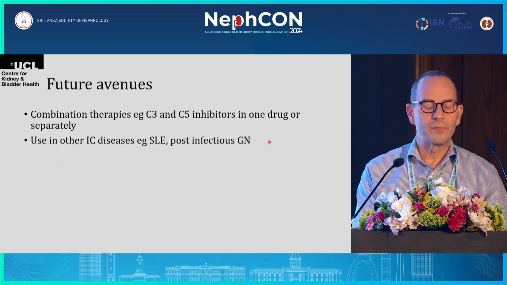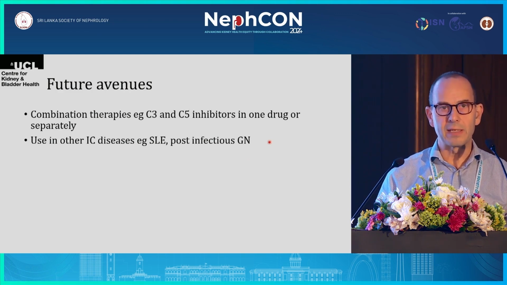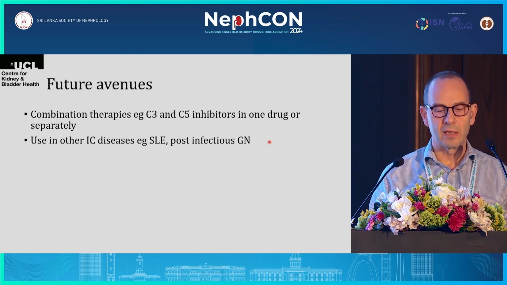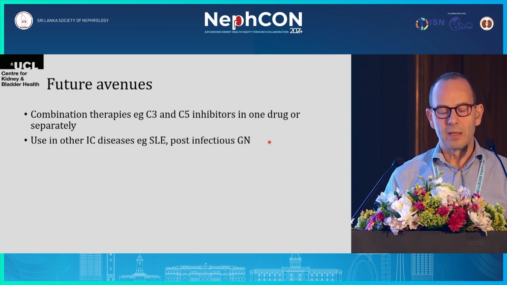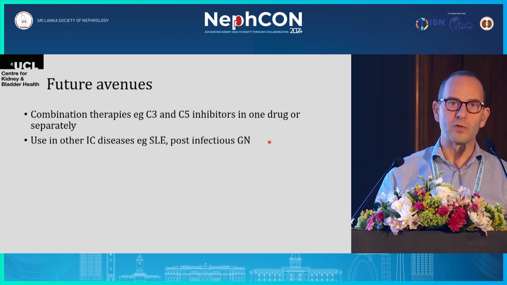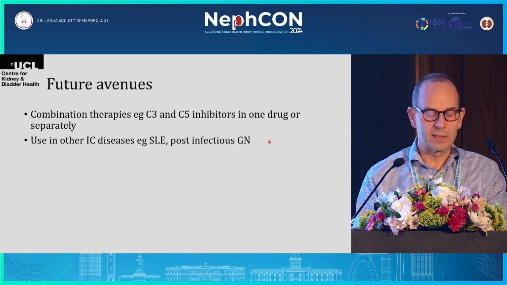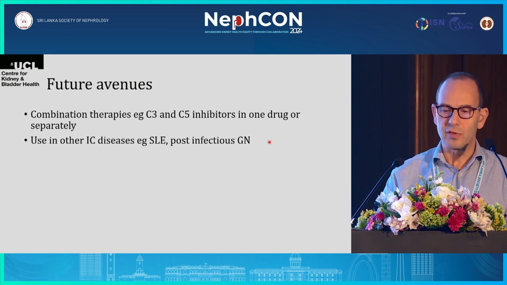So what are we going to do in the future? Well, these are single agent blockades of the complement pathway. There are already talks of combining some of these monoclonals that can target common areas on both C3 and C5, so either using it as one drug or as a combination of therapies, and then using it in other immune complex diseases such as lupus and post-infectious GN.